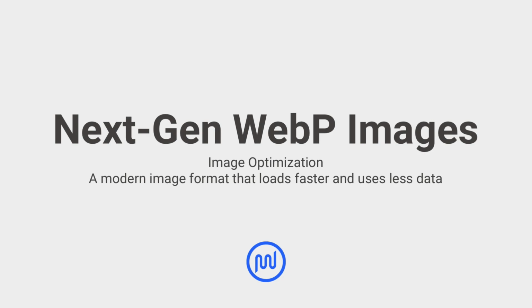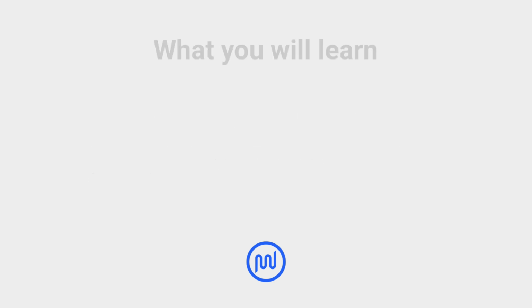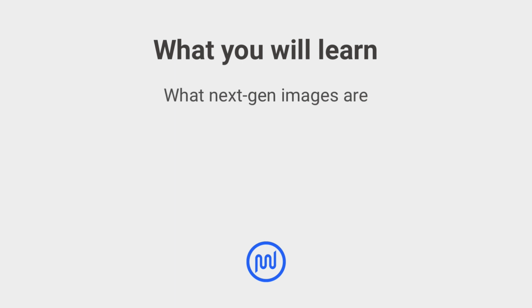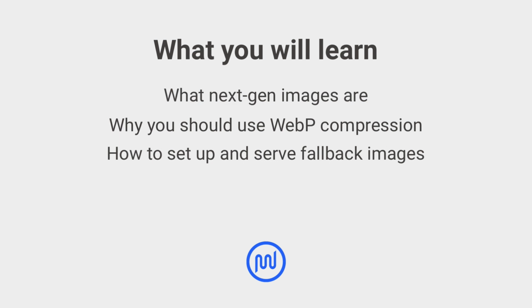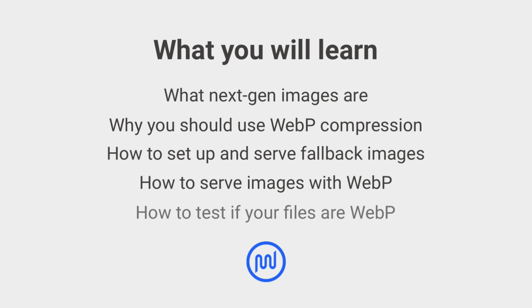Next-gen image formats like WebP use modern compression techniques to make your images smaller without a visible drop in quality. Follow this video guide to learn what next-gen images are, why you should use WebP compression, setting up and serving fallback images, how to serve your images in WebP format, and how to check your site is serving WebP images.